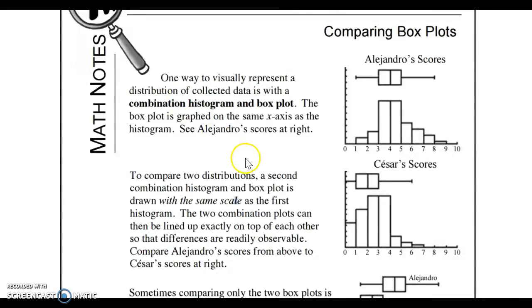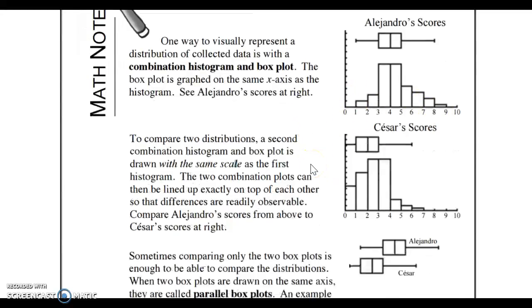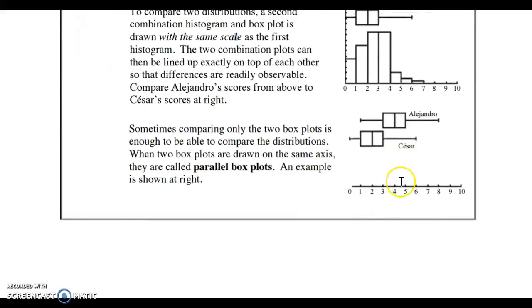Another thing that gets done in this section is building histogram box plot combinations, as we can see in this picture here. So we've got the histogram of the scores with a box plot that corresponds with that on the same scale, the same number line, and the scale being the important part. There's the example again of the parallel box plots.